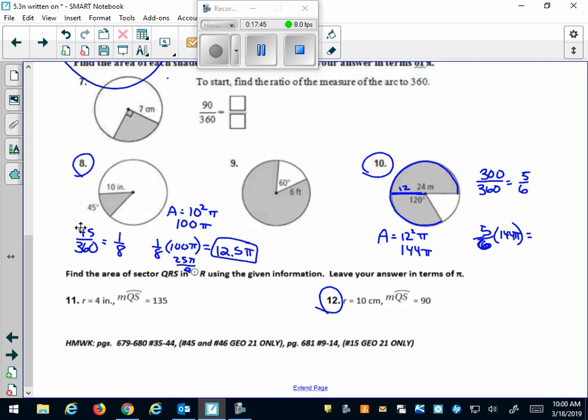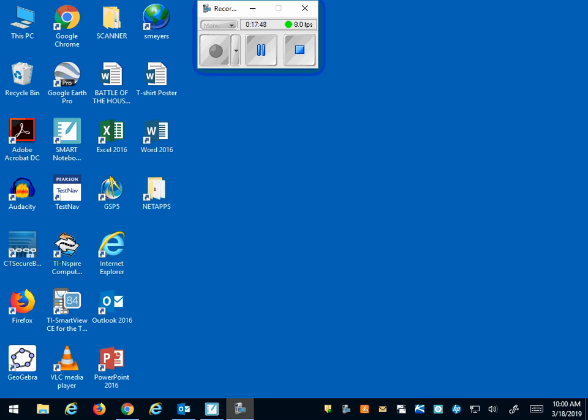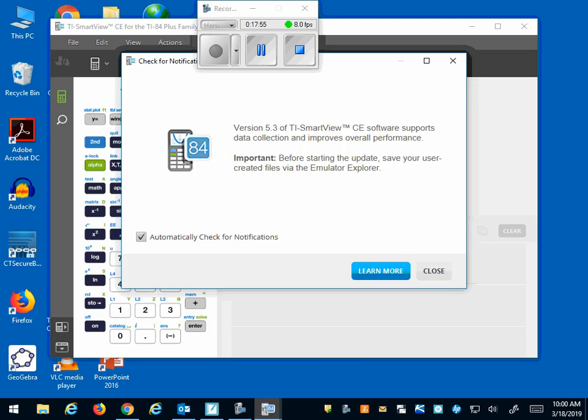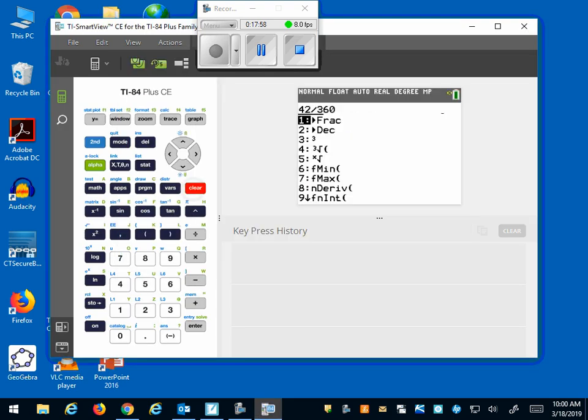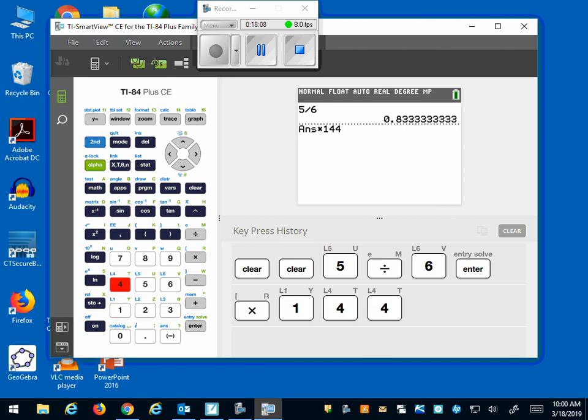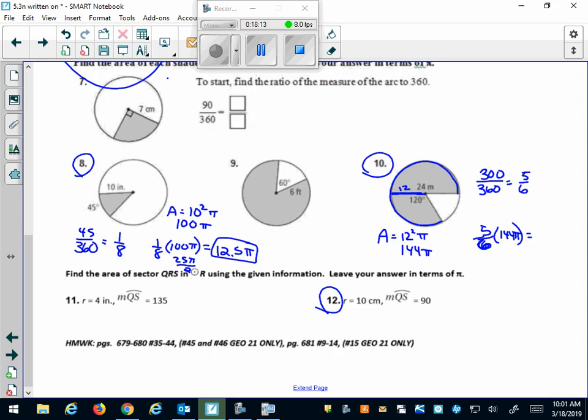I'll show it just so that everybody sees. Why did that close out? 5 divided by 6. Oops. You could just do 5 divided by 6 and then times 144. 120, don't forget to stick the pi on at the end. And again, it's area, so square meters.